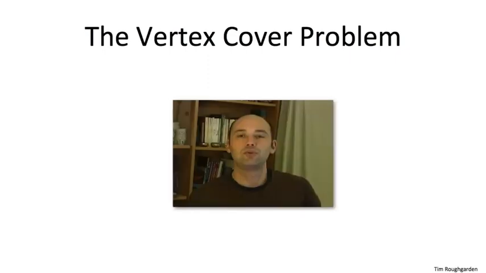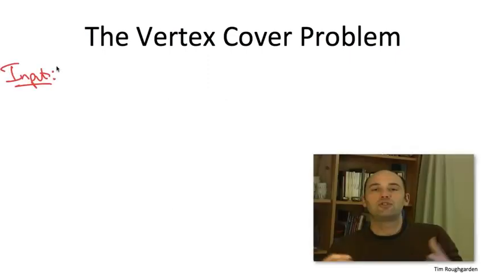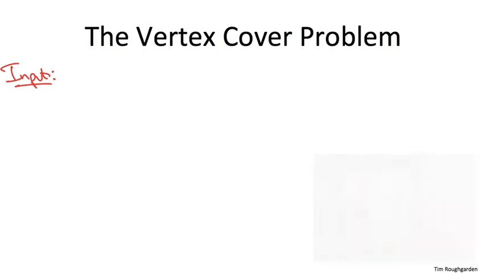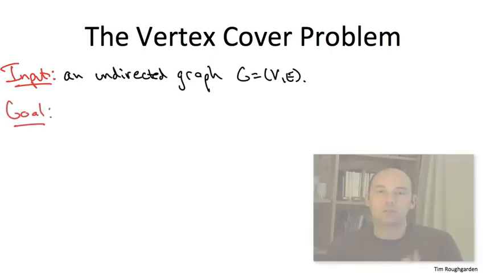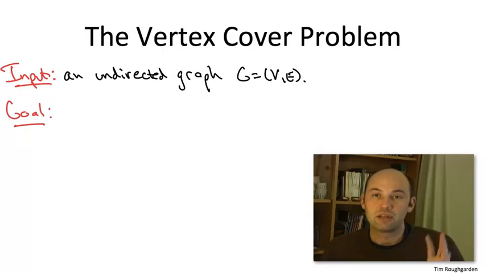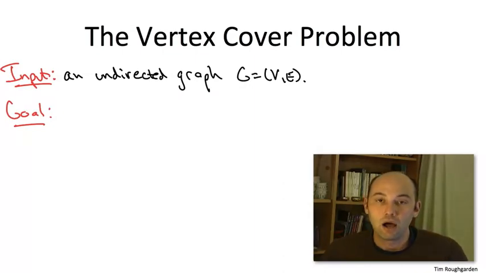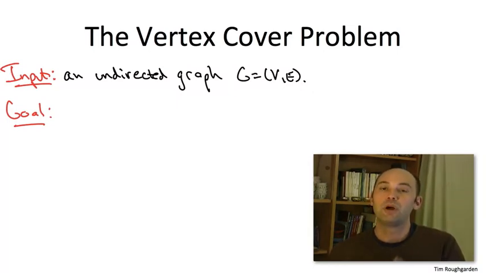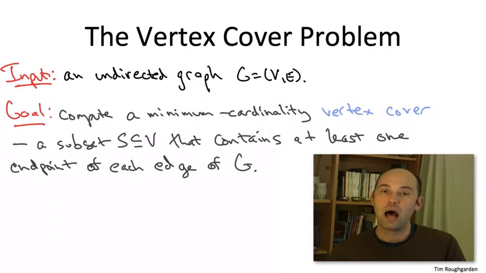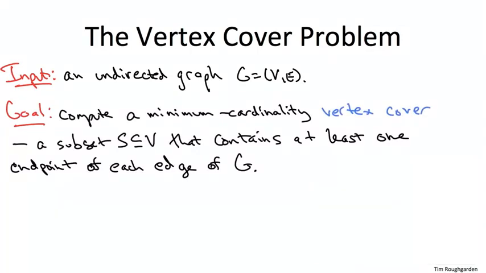So let me introduce you to the vertex cover problem. The input is simply an undirected graph. The goal is to identify the smallest size, that is the minimum cardinality, of a vertex cover of the graph. What is a vertex cover? We call a subset of the vertices a vertex cover if, for every edge, at least one, possibly both, of the edge's endpoints lie in the set S.